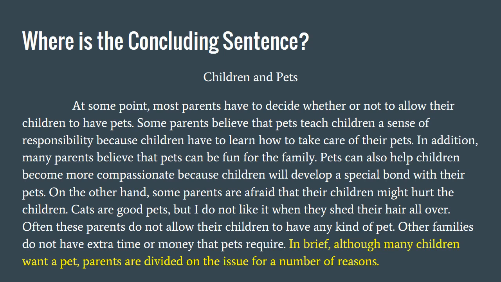So here is the concluding sentence of the paragraph. And let's take a closer look at this. At the beginning of the sentence, it says, "In brief," comma. So this transition here is very common with concluding sentences. It's a signal to your reader that we're coming to a close here, and I've given you all my information. Now I'm going to wrap it up.